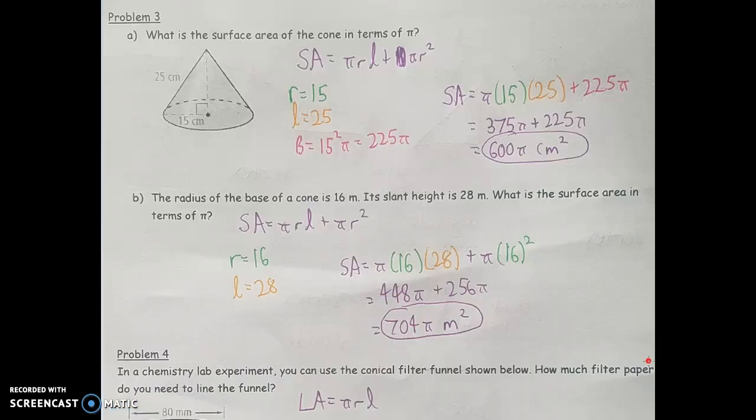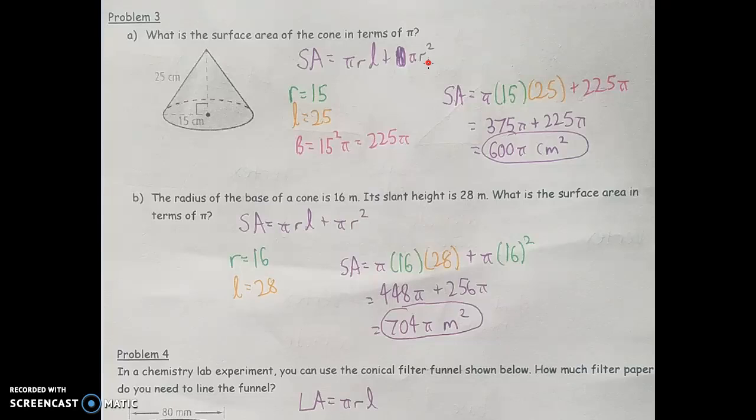So let's try that a little bit with some cones. We're looking for the surface area in terms of pi. Again, that's lateral area plus base area. And just like with cylinders, you can always simplify that formula down because they're always using circles. Lateral area will always be pi times radius times slant height. And your capital B, your base area, is always a circle, so that's always going to be pi r squared.